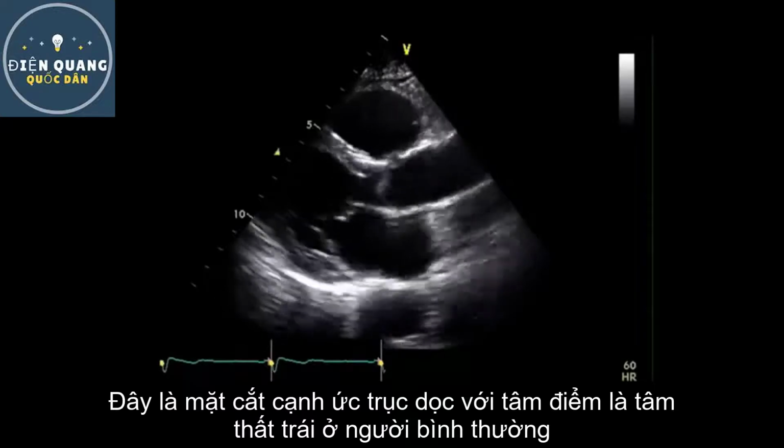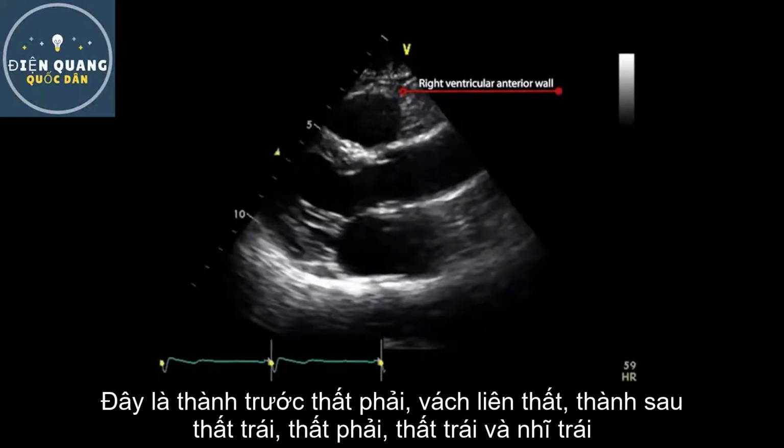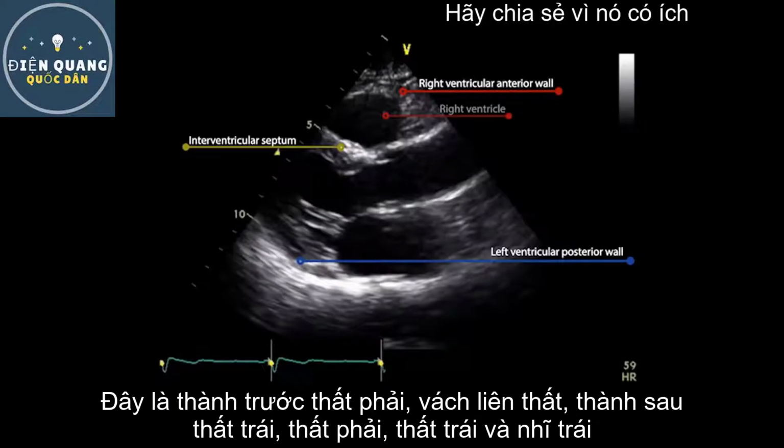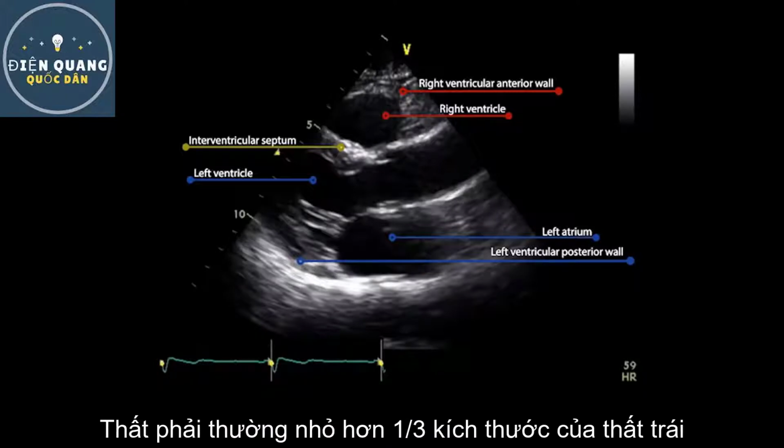This parasternal long-axis view of the left ventricle and a normal heart clearly shows the anterior right ventricular wall, the interventricular septum, the posterior left ventricular wall, the right and left ventricular cavities, and the left atrium. In normal subjects, the anterior right ventricular wall is usually thin with a mass less than 1/6 of the left ventricle. The right ventricle is usually less than 1/3 of the diameter of the left ventricle in this view.